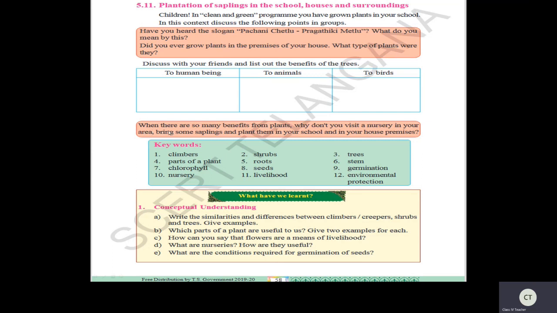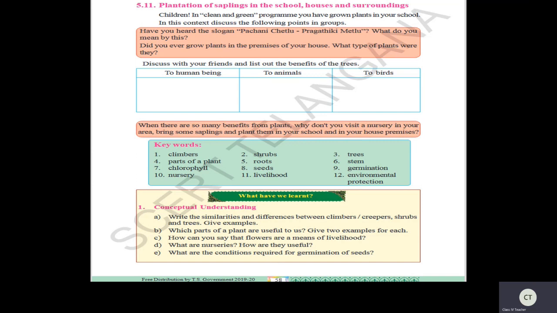Here is one small thing. When there are so many benefits from plants, why don't you visit a nursery in your area? Bring some saplings and plants and plant them in your school and in your house premises. Okay, children, will you do this? Yes. So whenever this pandemic problem is finished, try to visit nearby nurseries, and next year at least, please do plantation programs in your house premises and also in your school premises. Right, children? I hope everyone understood about the importance.